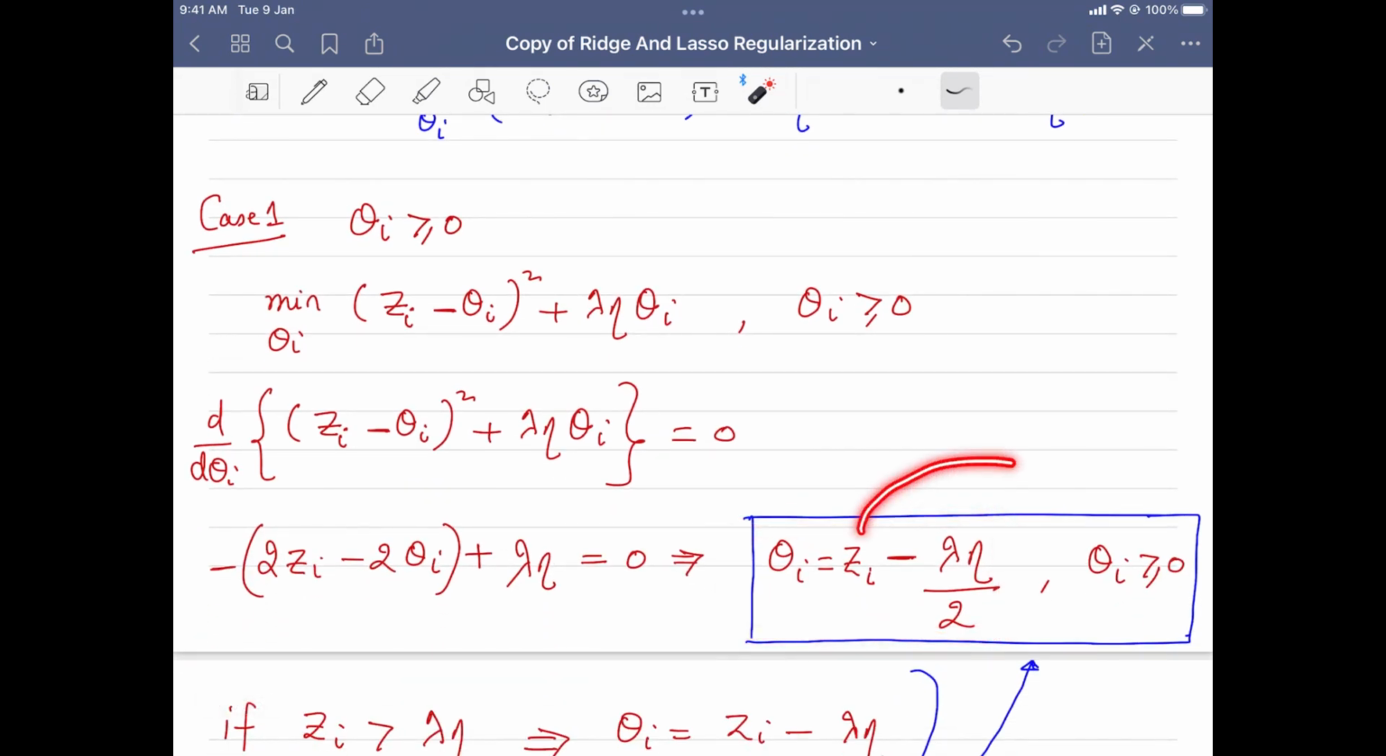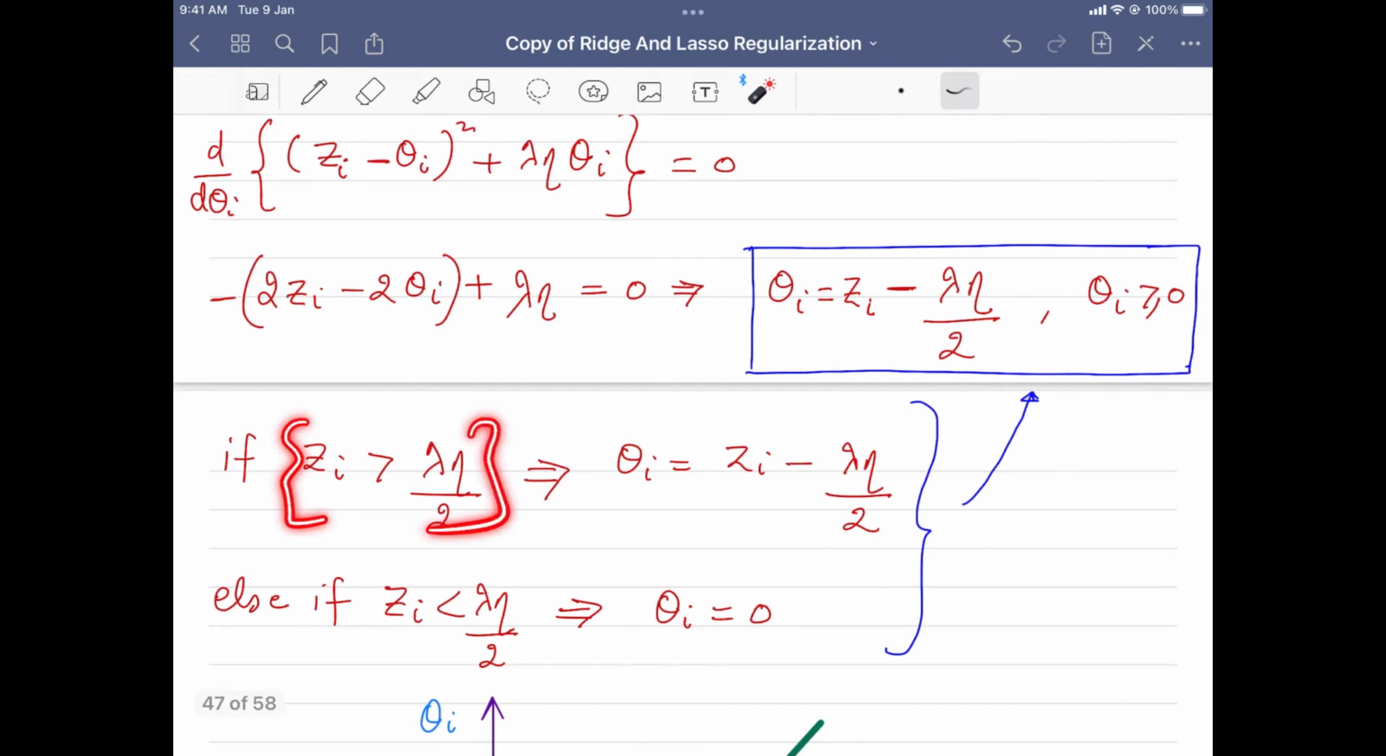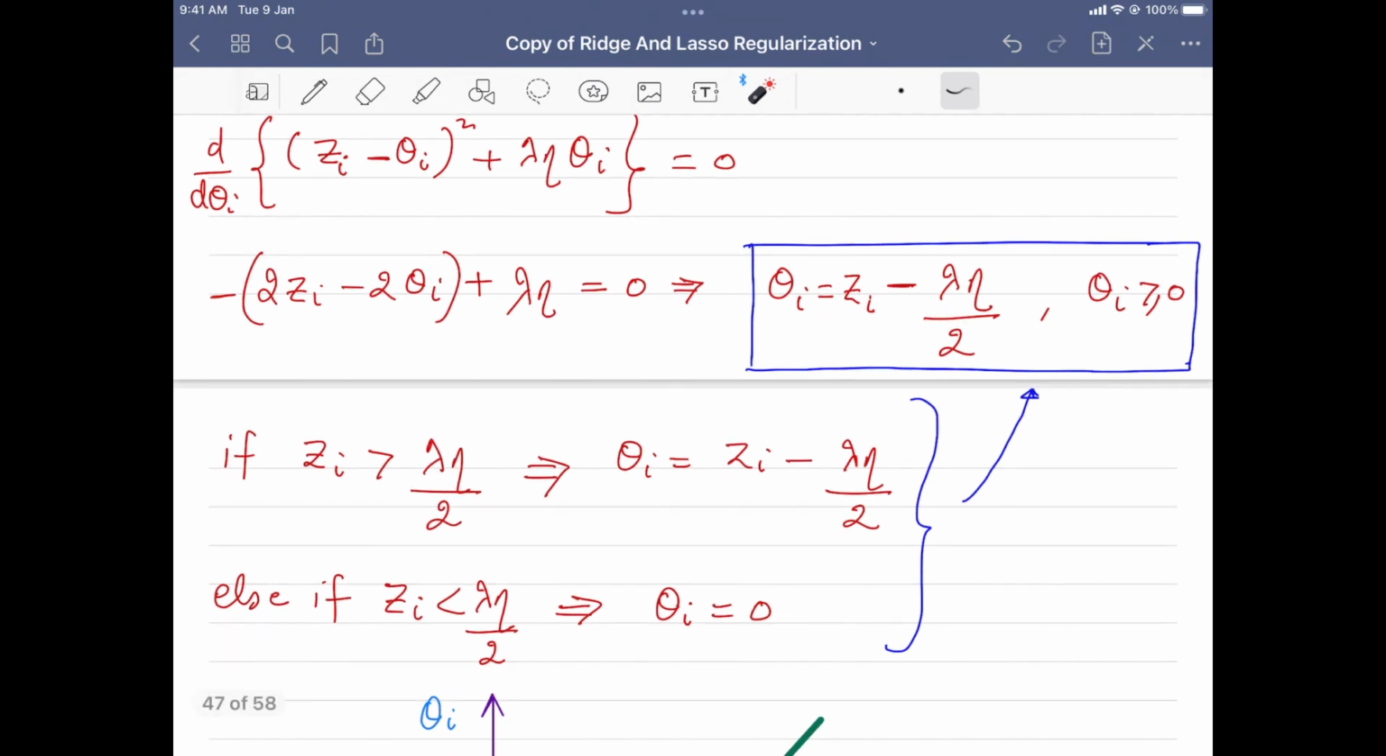And if you try to combine these two equations together, then the interpretation of this is basically: if your zi is greater than lambda eta by 2, that is, as a result of which what will happen? Theta I will be greater than 0. So if theta is greater than 0, you are comfortable because here also theta is greater than 0. So in that case, your theta I is the same.